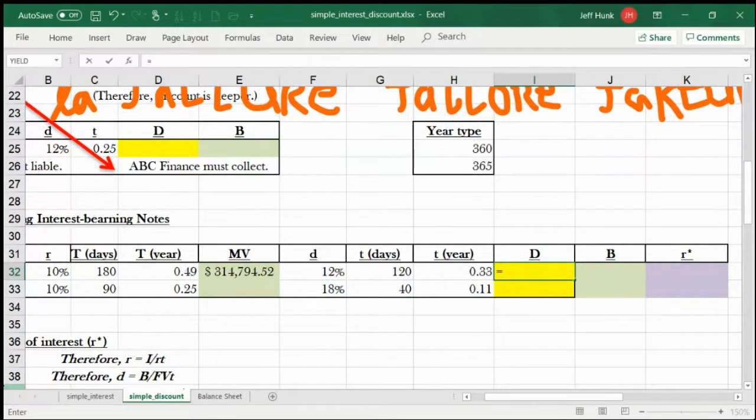So what's the proceeds, right? Once again, D, proceeds, the discounted amount. Because this is the maturity value, you will be discounting, but the discount period is 120 days. And so 1 minus the discount rate of 12% times T, right? And then what do you get? This is what you receive. This is the proceeds.